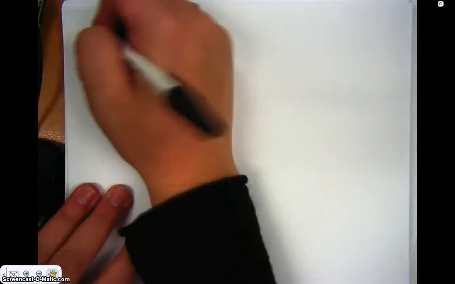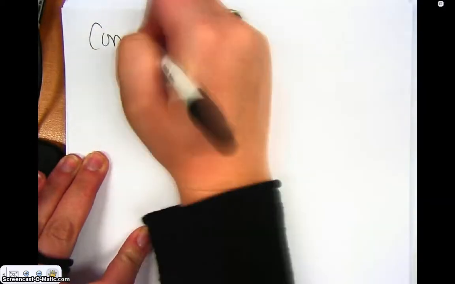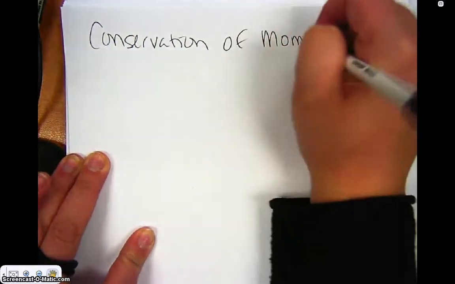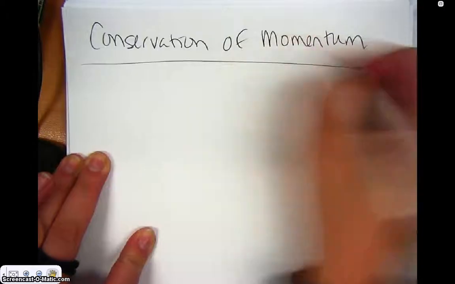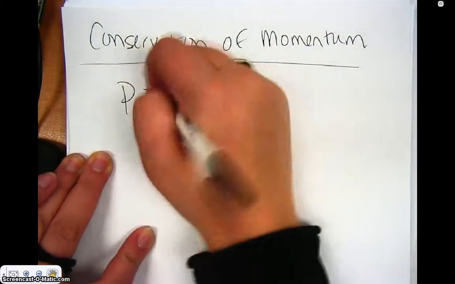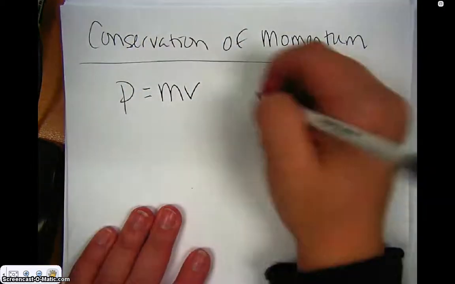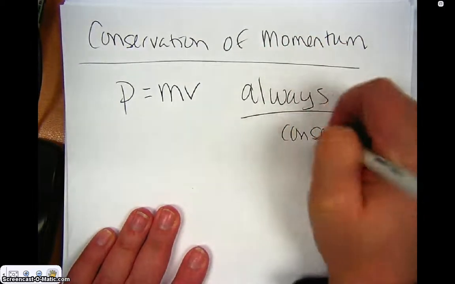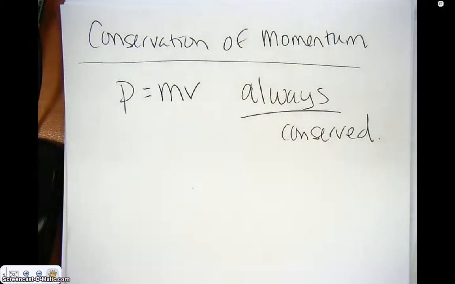All right, so in this video, we're going to start to talk about the conservation of momentum. The law of conservation of momentum is that momentum is always conserved. Remember that the equation for momentum is mv, and this is always conserved. Right? So let's do an example.